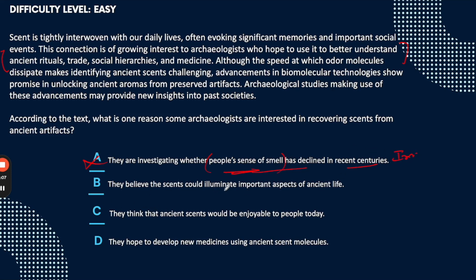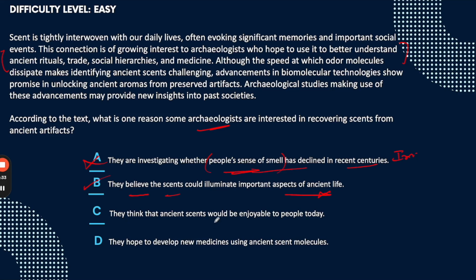They believe the sense could illuminate important aspects of ancient life. This is exactly what the location is saying, just that they have used different words. These scholars, these archaeologists, believe that the sense could tell them a lot about ancient life. And that is the reason why they are interested in recovering scents. It makes very logical sense to pick choice B as the correct answer. Let's go ahead and try to eliminate the rest of the two options.